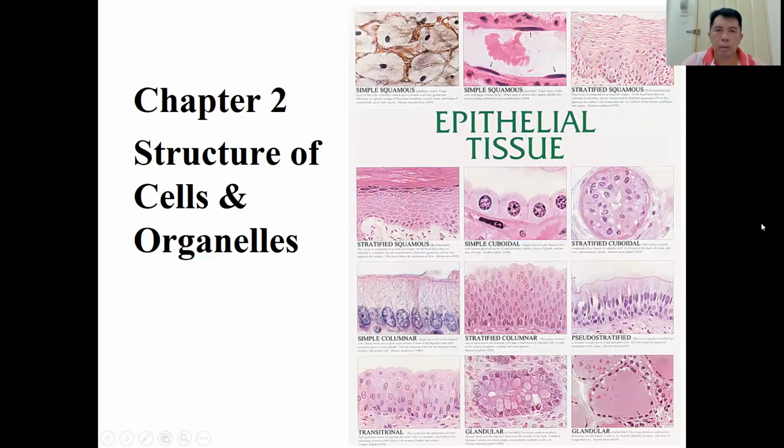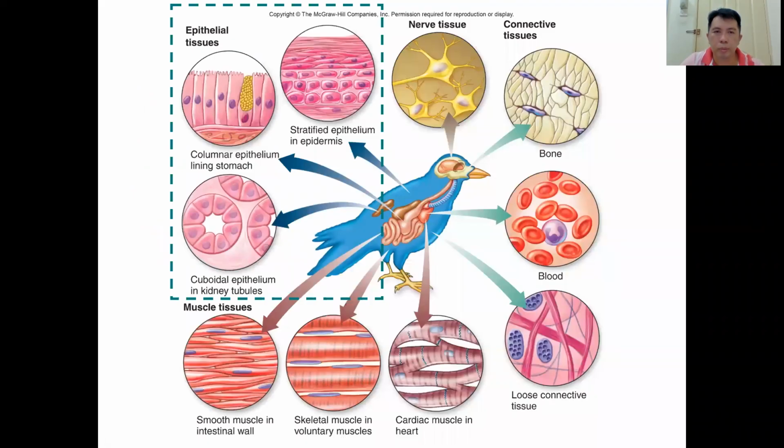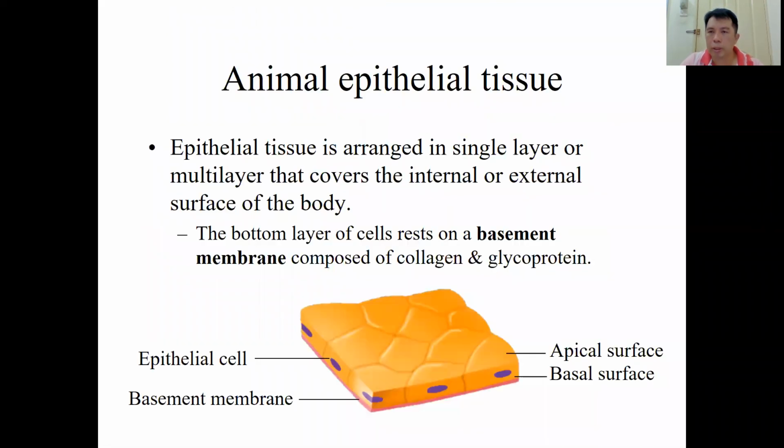Good day, everyone. This video is about epithelial tissue. Epithelial tissue is one of the main tissues in animals. It is arranged in a single layer or multiple layers, and it covers the internal or external surfaces of the body.